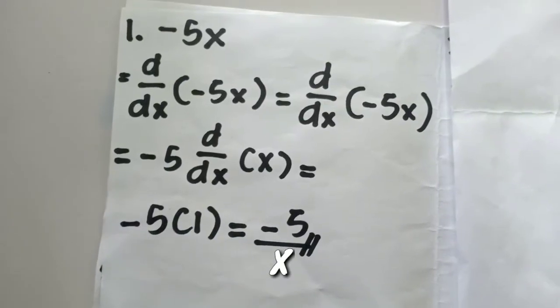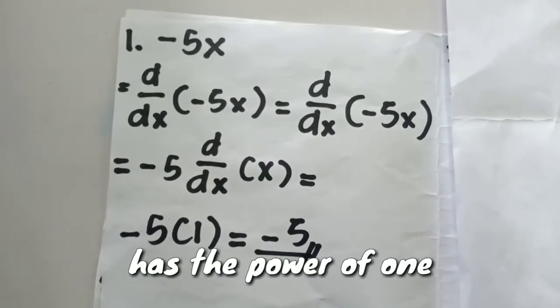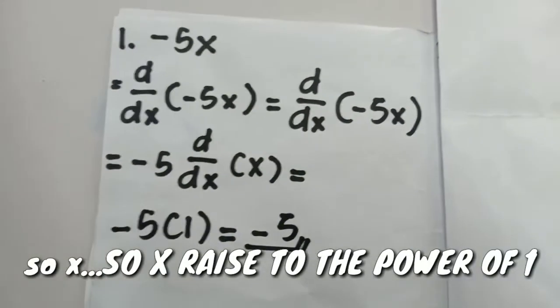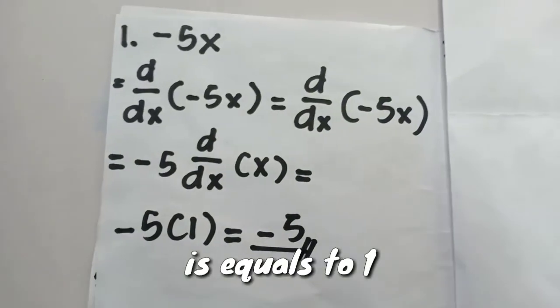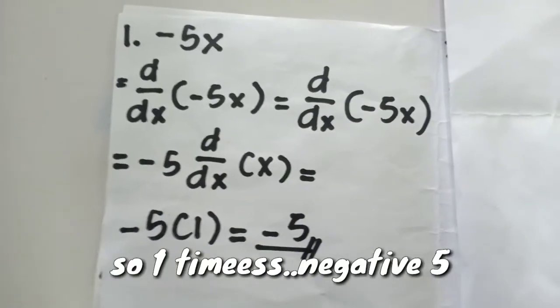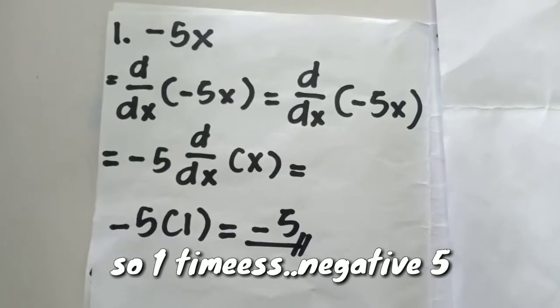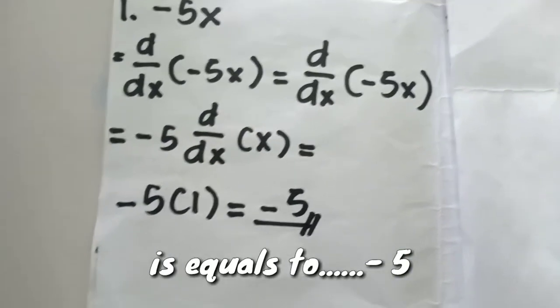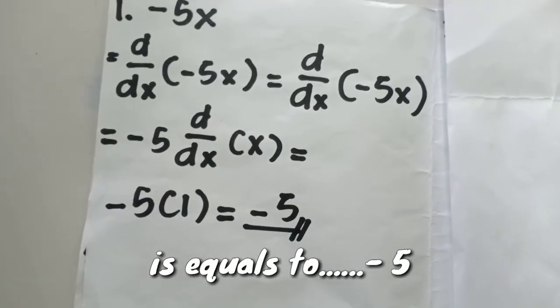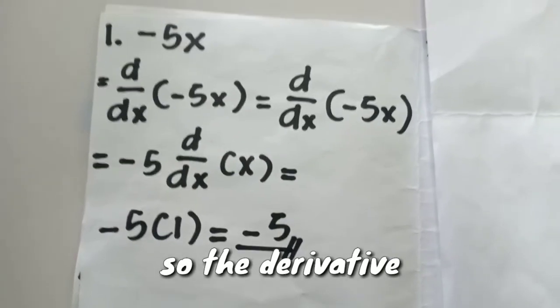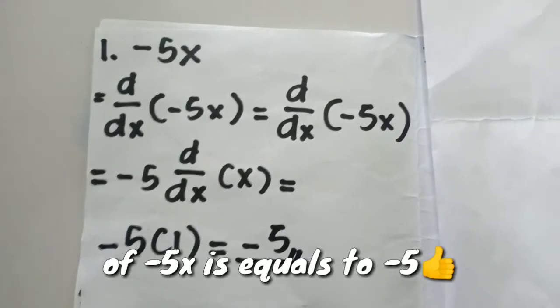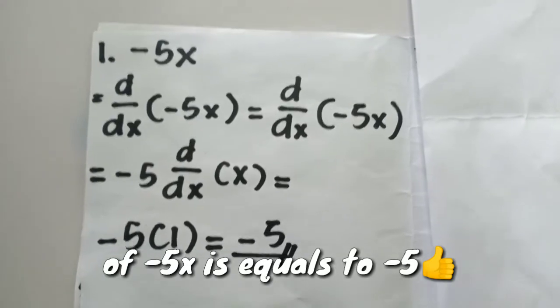Here, x has the power of 1. So the derivative of x to the power of 1 is equal to 1. So 1 times negative 5 is equal to negative 5. So the derivative of negative 5x is equal to negative 5.